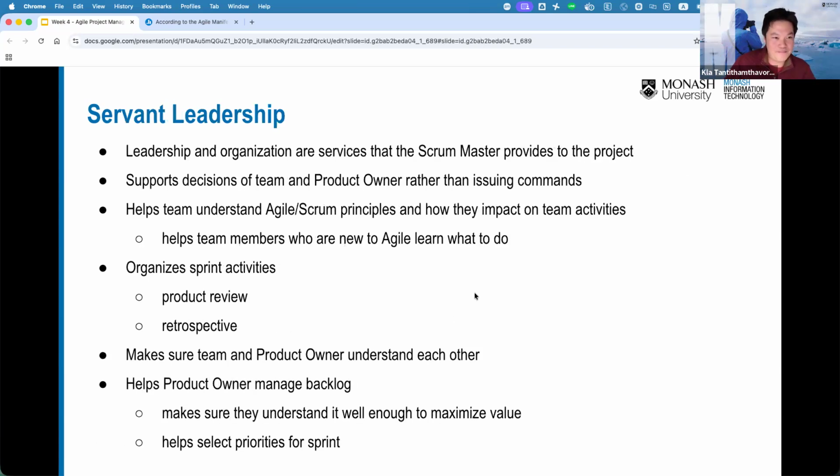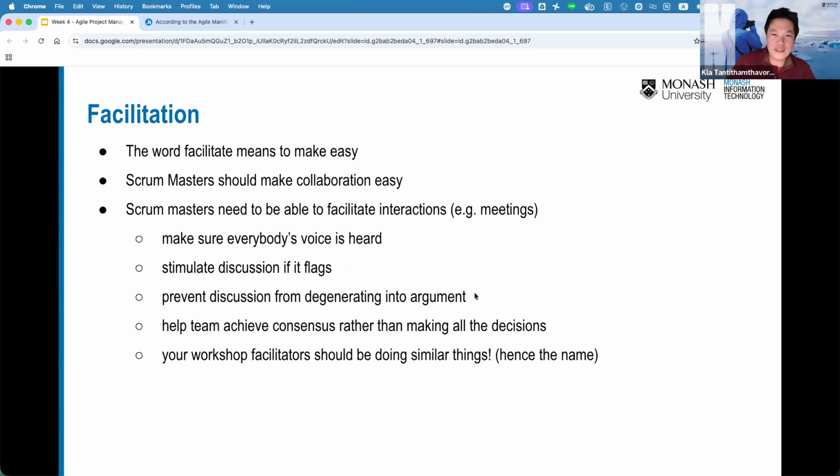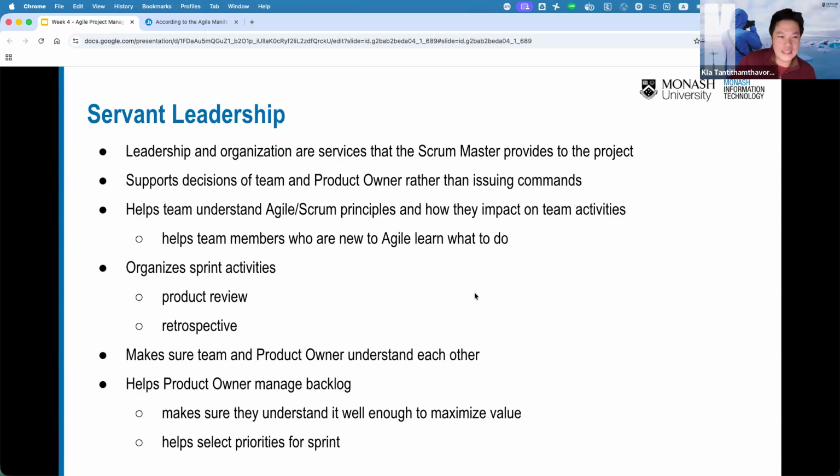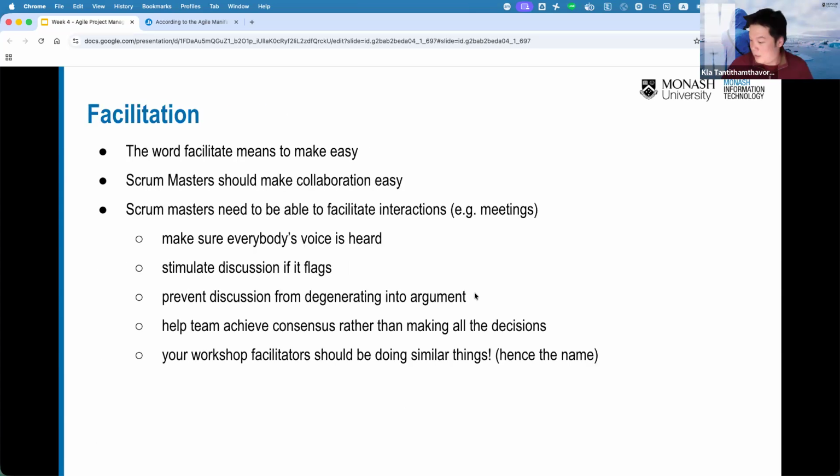All right. Where are we? Okay, so everything is the same as I mentioned. It's about facilitation. The Scrum Master works as a facilitator. The Scrum Master should make collaboration easier, clear the air when they have some negotiation or conflict, that kind of thing. Make sure that everybody's voice is heard.